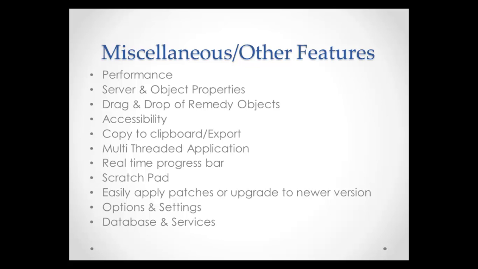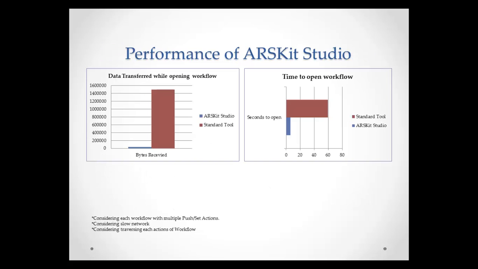You will experience faster results with ARSKit Studio because it uses a cache system, and fetches less data from the server and still displays enough information for you. For instance, when a workflow is opened in Dev Studio, it takes on average a few MB of data to download, whereas ARSKit Studio takes only a few KBs. And because every process runs in a separate thread, you will have a better UI experience.